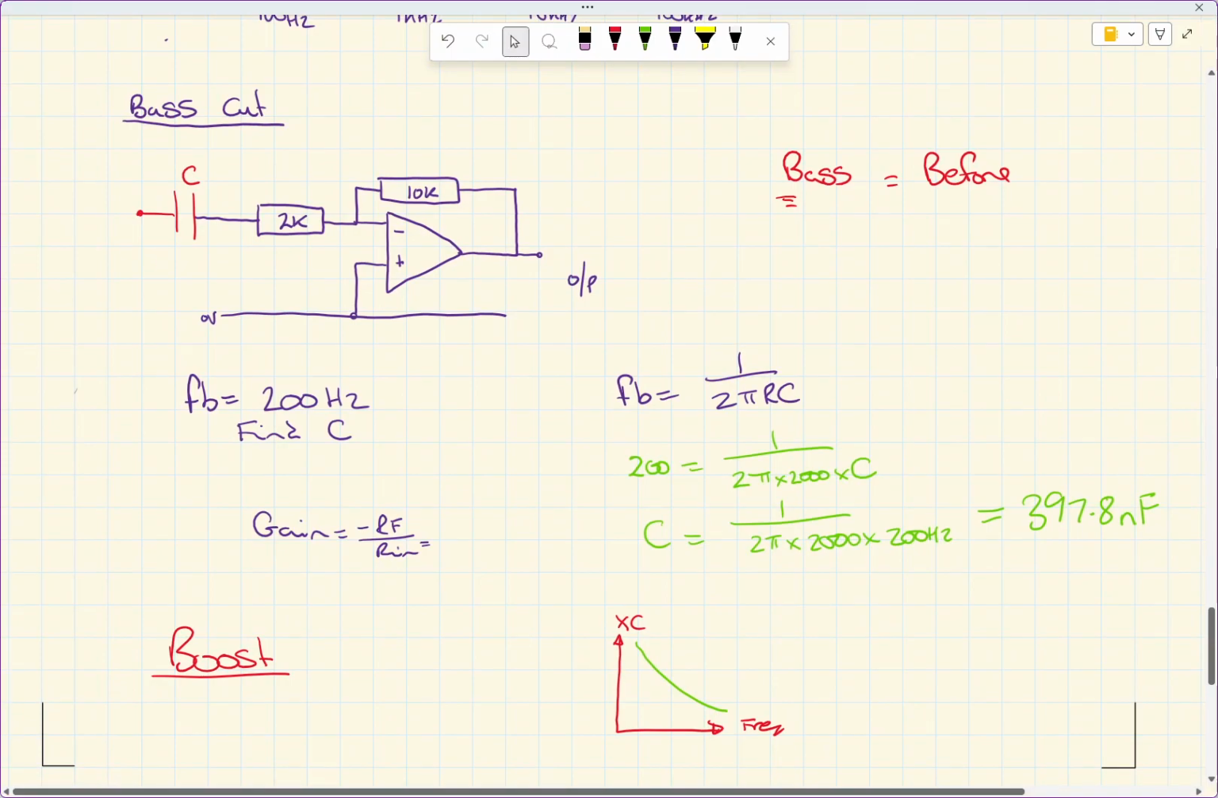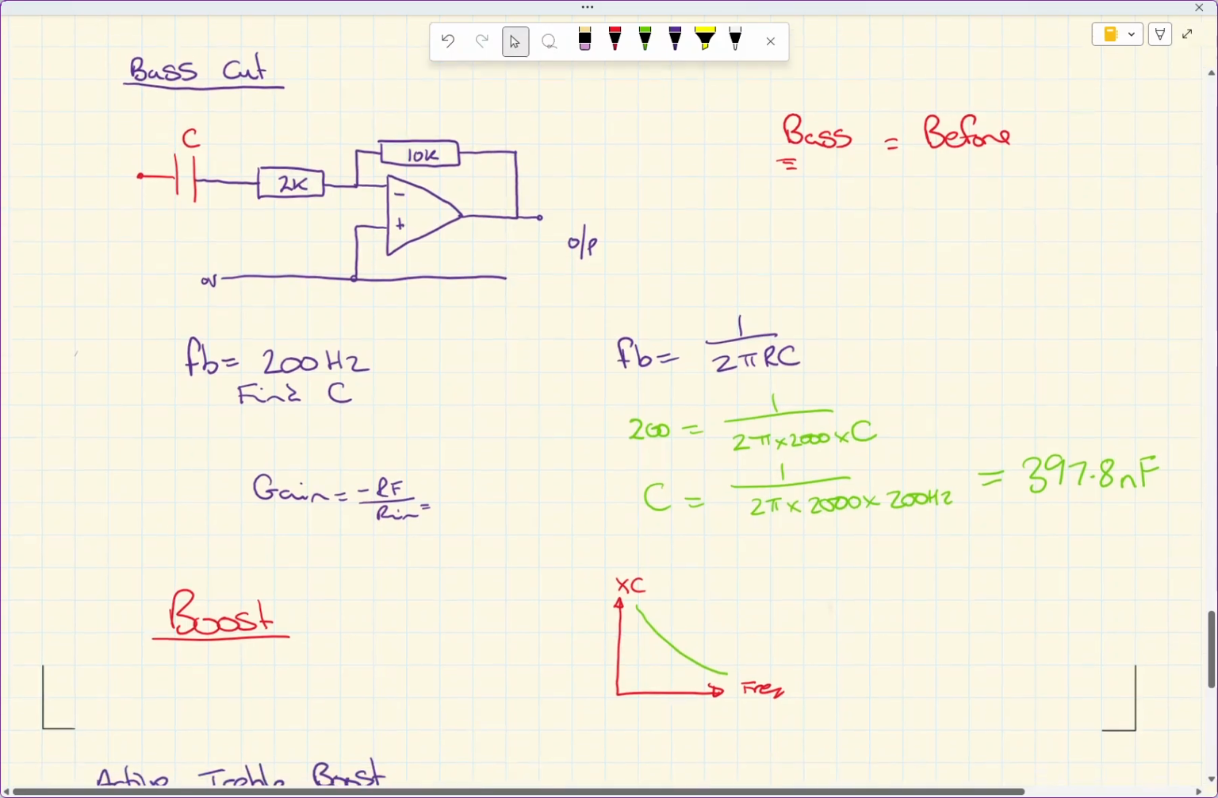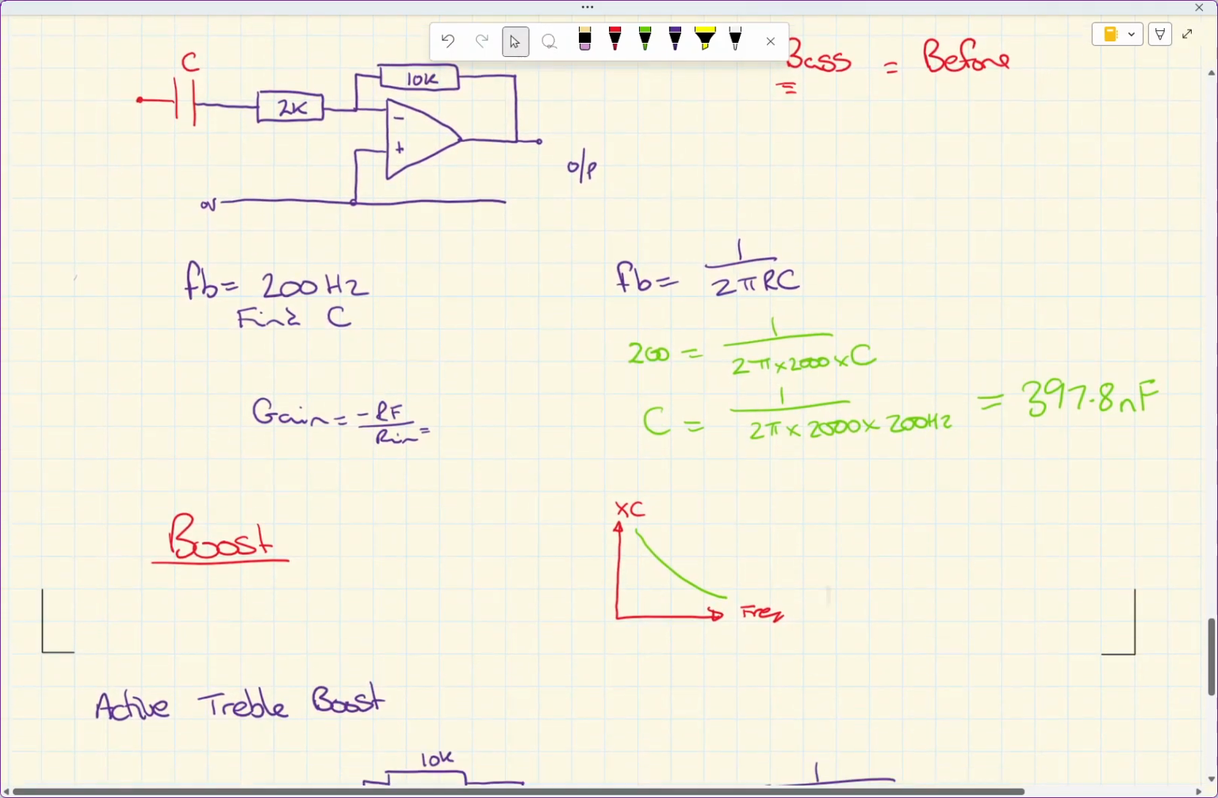For boosts, we've got to remind ourselves about what happens with capacitors as you go up in frequency. The reactance of a capacitor goes down as you go up in frequency, so it has a smaller, we'll call it resistance. So let's look at an active treble boost to start with.